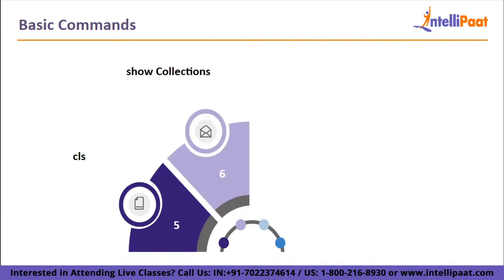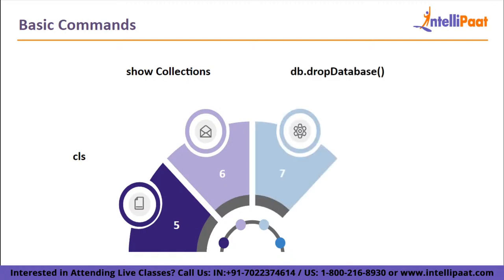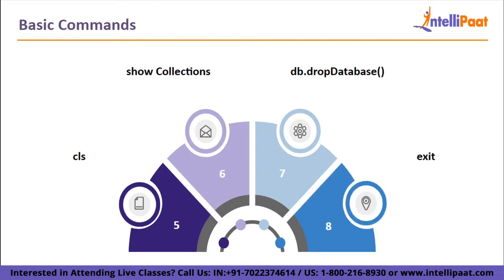Next, we have show collections. You may use the show collections command to print out details about every collection in a database if you're connected to it. Next, we have db.dropDatabase. The current database and all of its data will be deleted by this command. Additionally, you will see that this command resembles JavaScript code quite a bit. In fact, this is true with a lot of MongoDB operations. This is good because it can make learning MongoDB much simpler if you're accustomed to JavaScript. Lastly, we have exit. The exit command ends the mongosh session you initiated with the mongosh command. This is the final fundamental command. So these were the most basic commands.